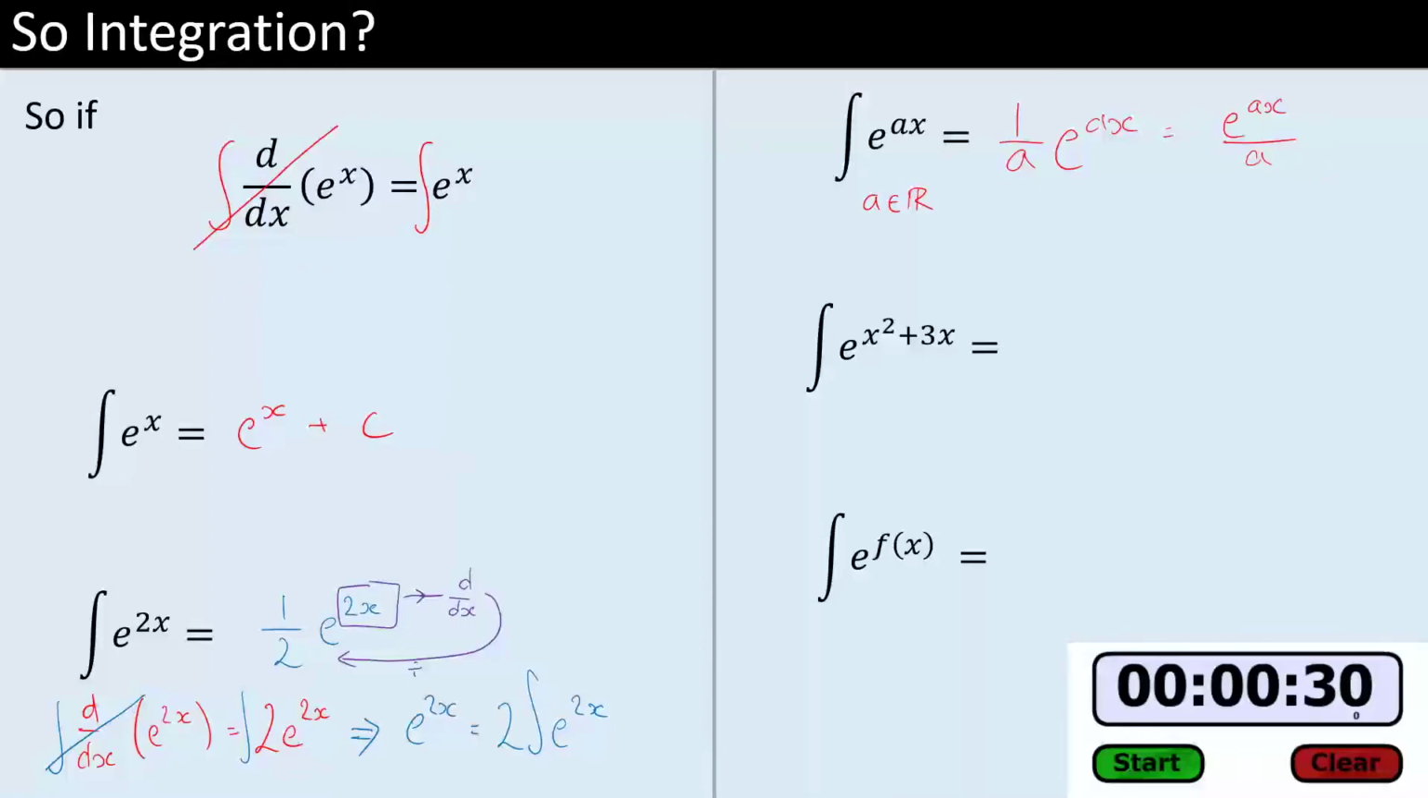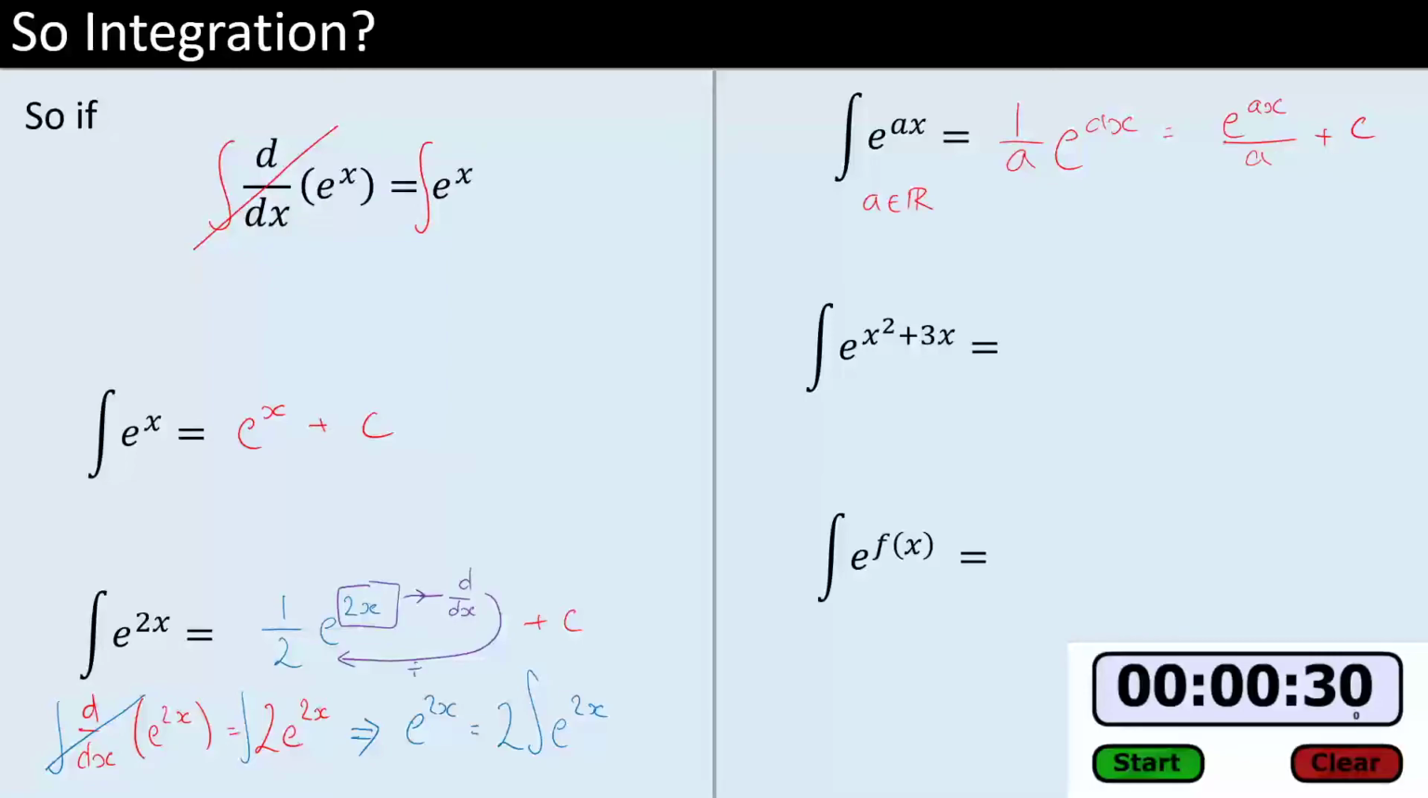But I've forgotten something. Plus our constant of integration. We've got it there as well. We were so caught up in discovering shorthands for doing exponential integration that we forgot our constant of integration. We can't forget it. It's important. Okay?